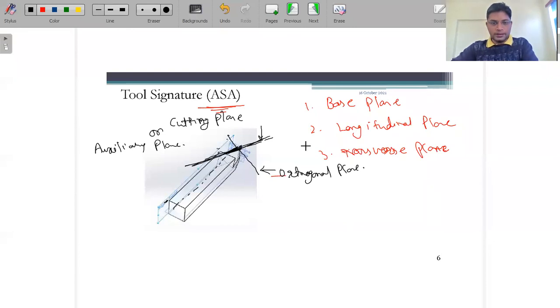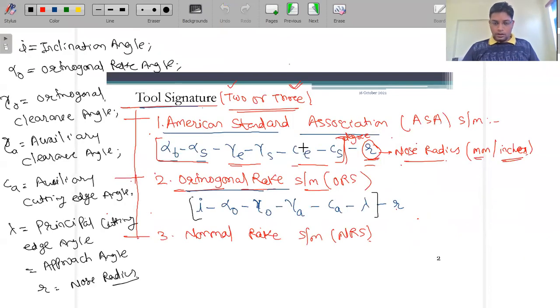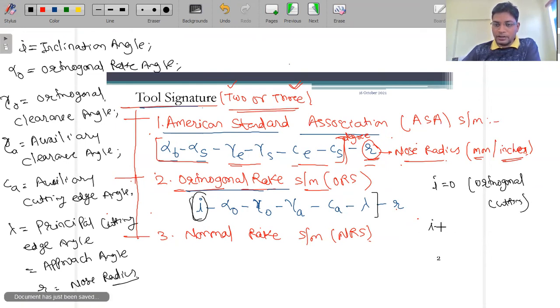If we are talking about the ORS system, the inclination angle I will be equal to 0 for orthogonal cutting. And if it is oblique cutting, then I will not be equal to 0. We call this oblique cutting.